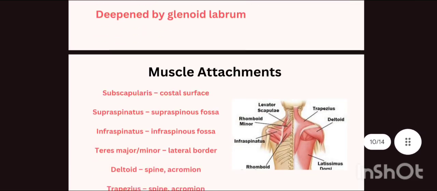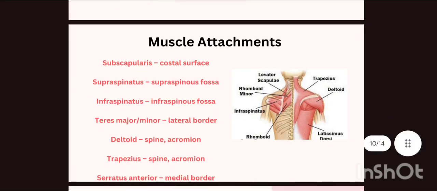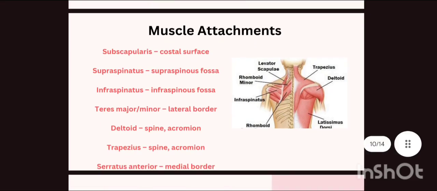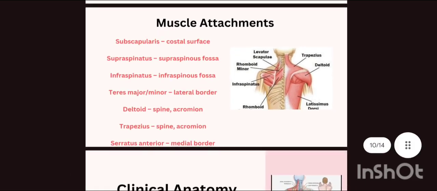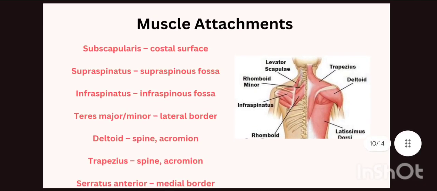Alright, suprascapular notch. There is also a small notch on the superior border called the suprascapular notch. One super easy mnemonic: Army over Navy. Artery goes over, nerve goes under. You'll never forget this.